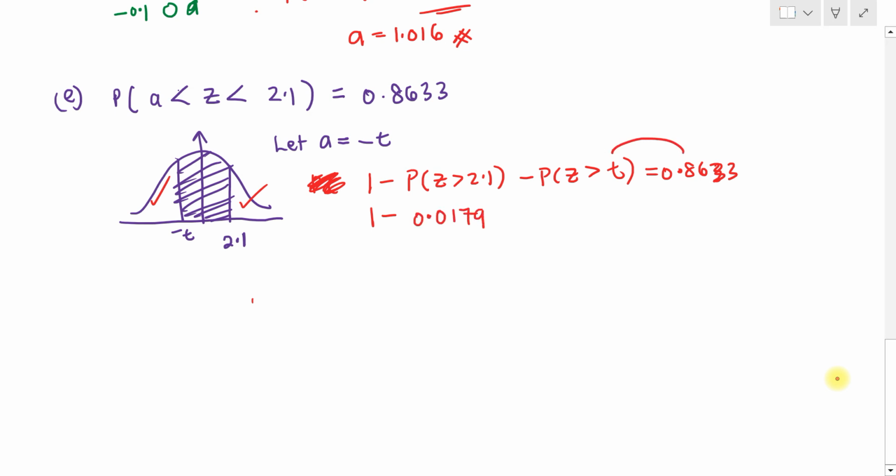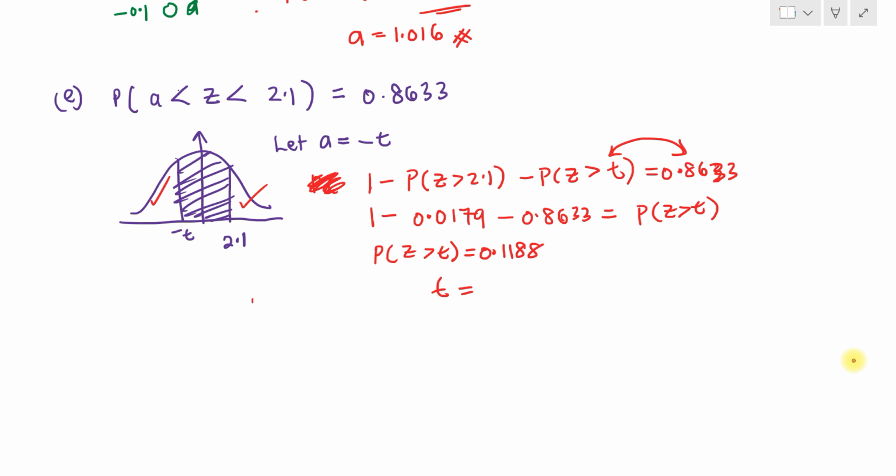0.0179, and then bring here this one, 0.8633. So probability Z greater than t becomes the subject. Minus all these things: 1 minus 0.0179 minus 0.8633. You should be getting 0.1188. Okay, so we find t directly, because like this you can read from your table, 0.1188.